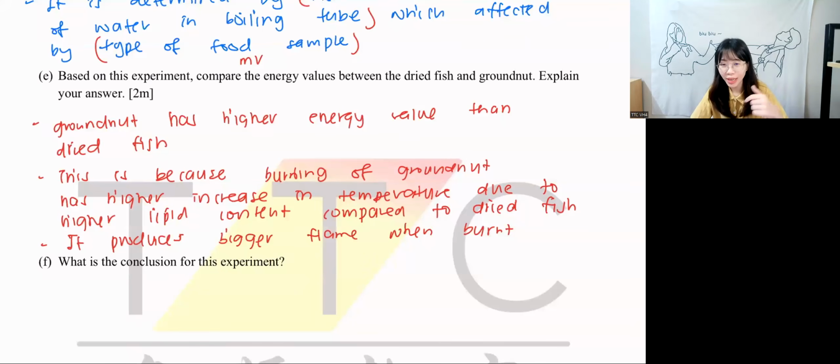If your hypothesis, you write groundnut has a higher energy value, the hypothesis is accepted. So if just now you wrote cashew nut has a higher energy value, it means that the hypothesis is not accepted. So that's why I say when you write a hypothesis, choose to write the correct hypothesis. Don't write the wrong hypothesis.